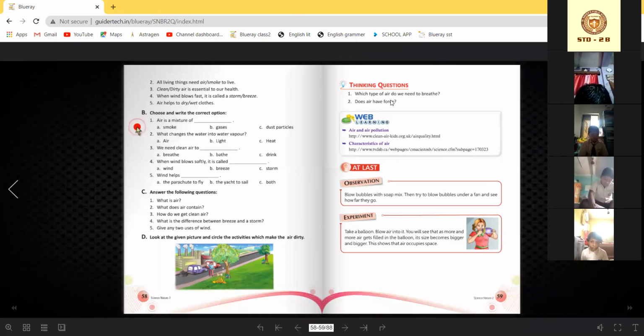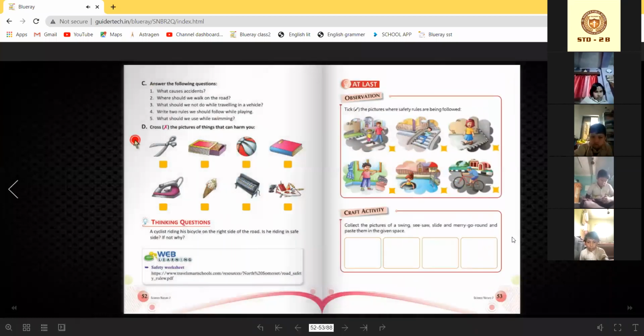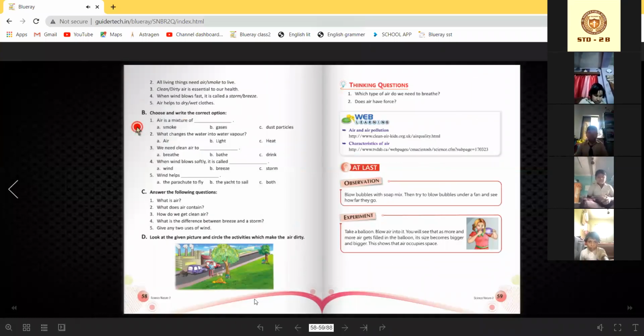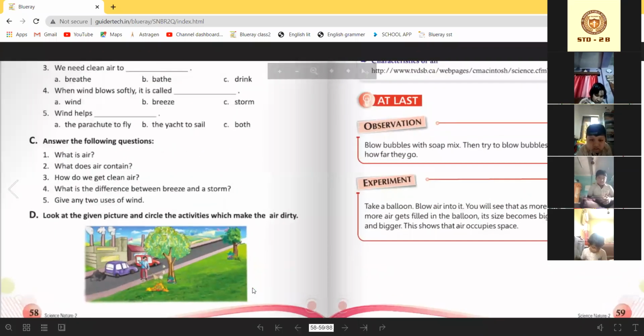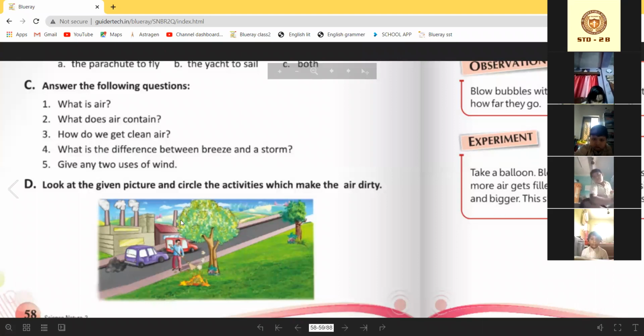Exercise D. Look at the given picture and circle the activities which make the air dirty. It is saying that look at the given picture and circle the activities which make the air dirty. So you need to circle the activity which makes the air dirty. Okay, activities. Number one, can you see this car? This car is releasing lots of smoke, so it makes the air dirty.